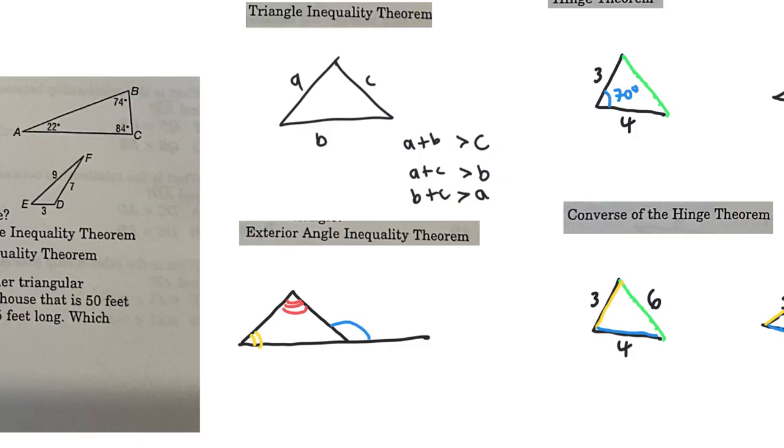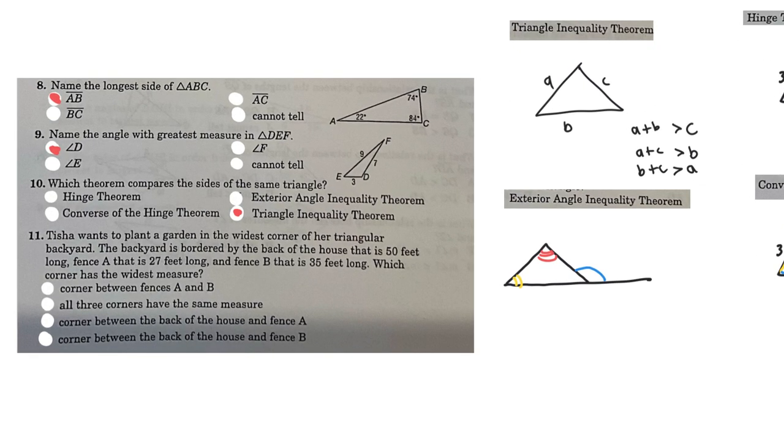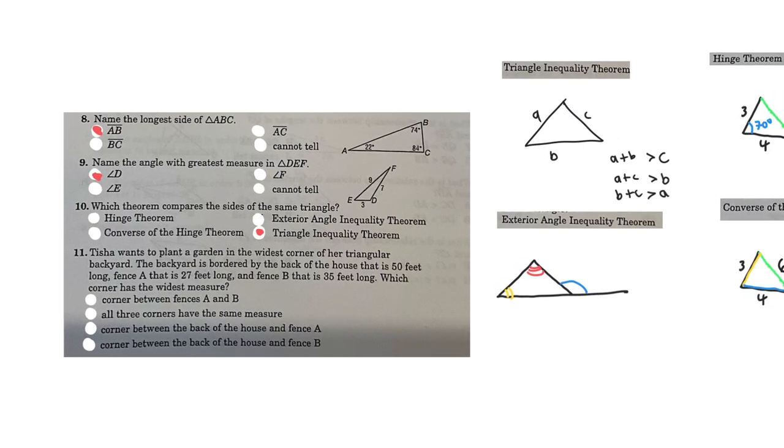Okay. Now, my student watching might remember this blue angle is actually equal to the sum of these two. But then, doesn't it make sense that the blue angle would be more than the red one? And blue angle would be greater than the yellow one. Okay, so that's the exterior angle inequality theorem. Now, again, this question is saying which theorem compares the sides of the same triangle. Well, we're not comparing sides here, we're comparing angles, so that's why that's not the answer.